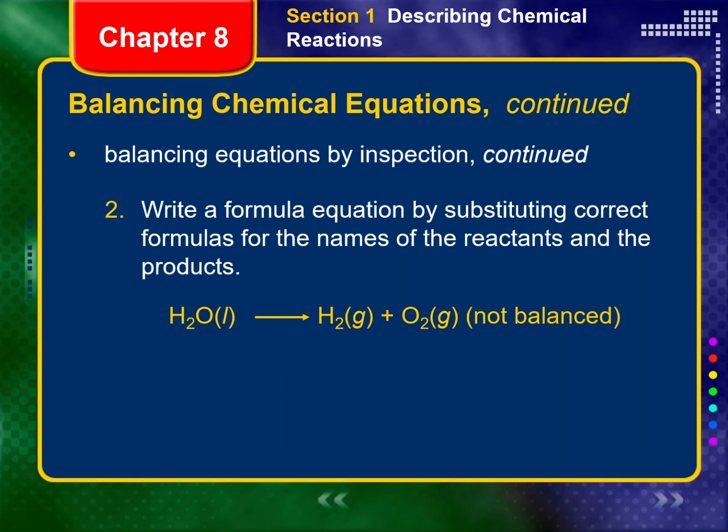Step 2. Write a formula equation by substituting correct formulas for the names of the reactants and products. We know that the formula for water is H2O, and recall that both hydrogen and oxygen exist as diatomic molecules. Therefore, their correct formulas are H2 and O2 respectively.